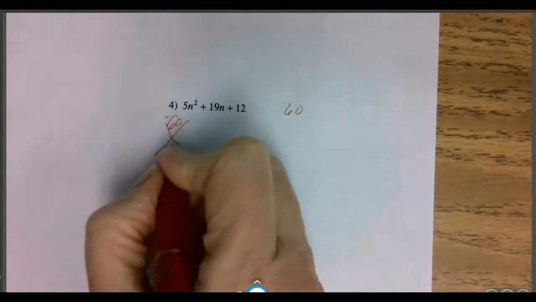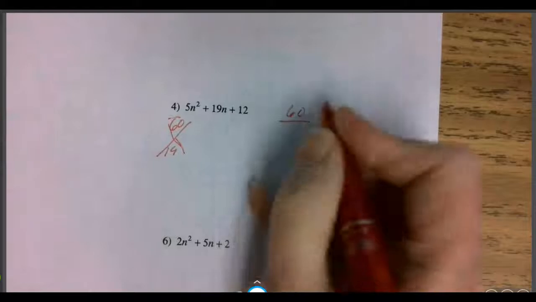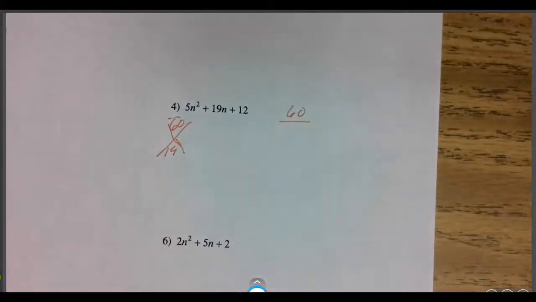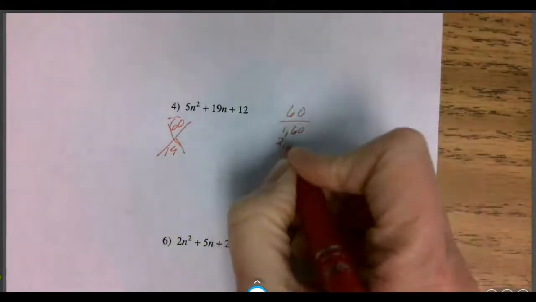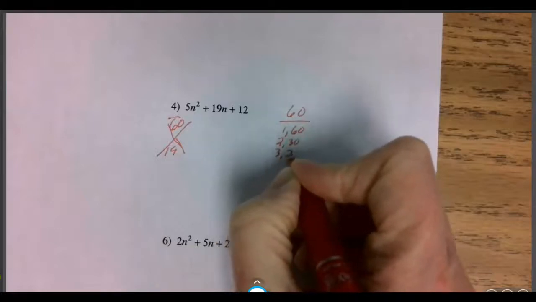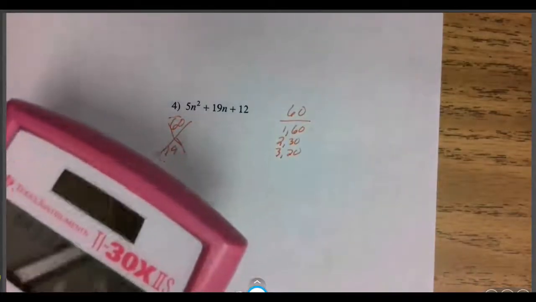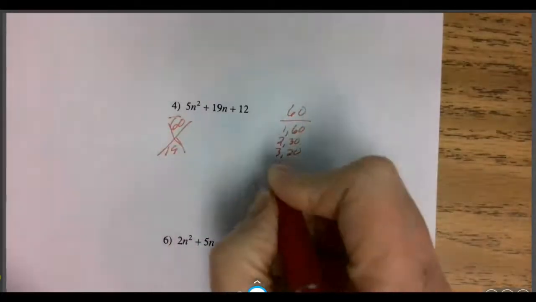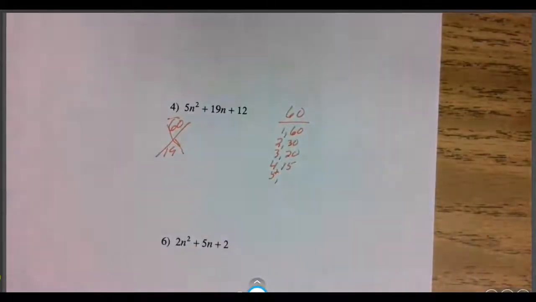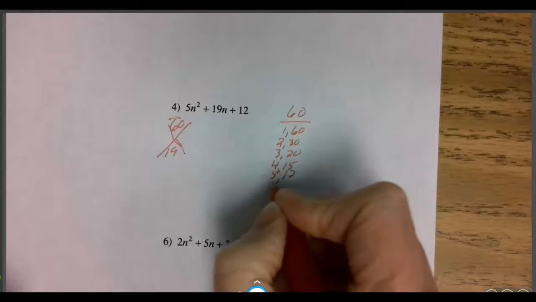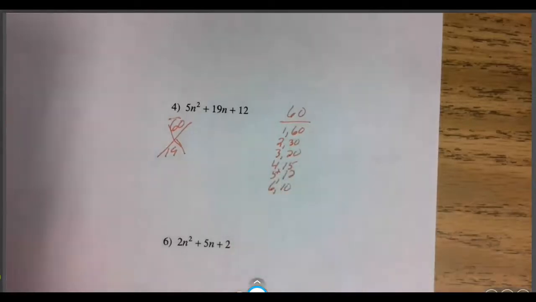The bottom of our x is 19. We're going to list the factors of 60. So 1 goes in 60, 2 in 30, 3 goes in 20, 4 goes in 15, 5 goes in 12, 6 goes in 10. 7, I'm sure, doesn't go in, but I'm going to double check.